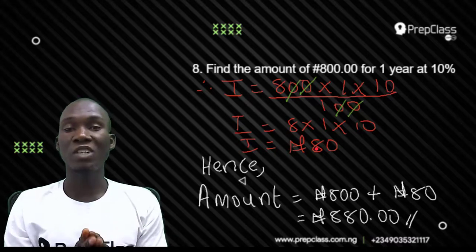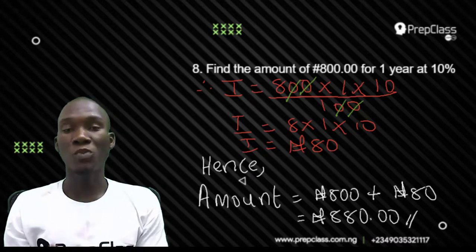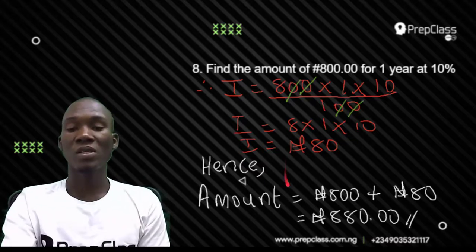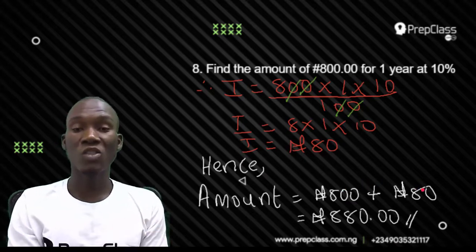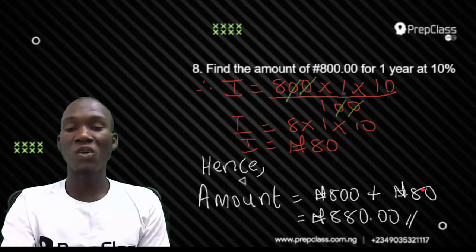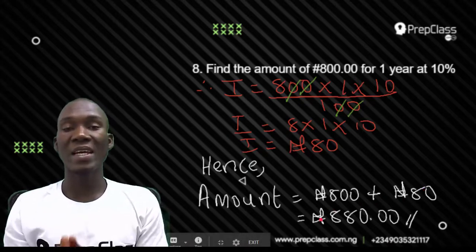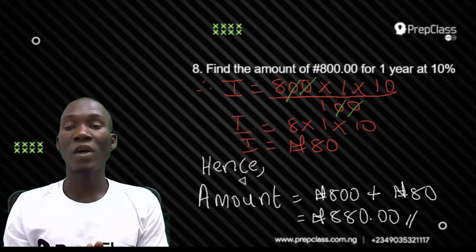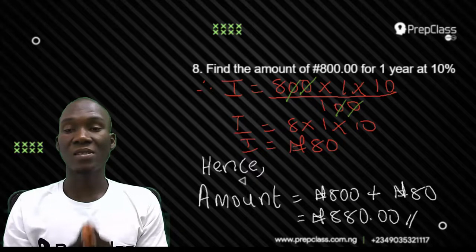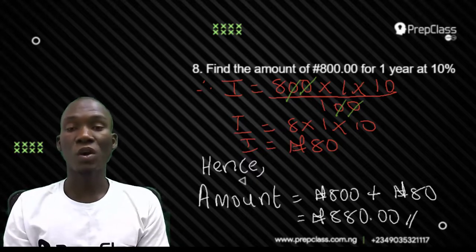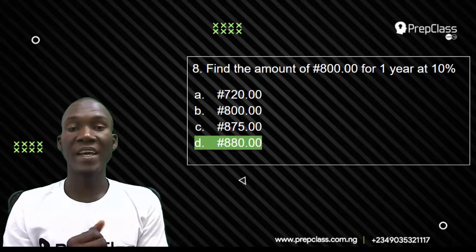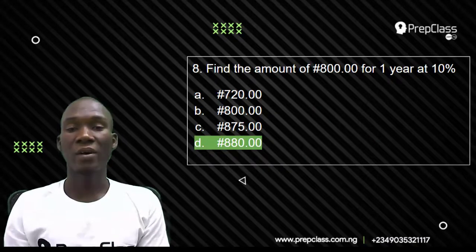So after getting the interest, we can now get the amount, because we know the principal and now we know the interest. Amount is equal to 800 naira, which is the principal, plus 80 naira, which is the interest. Now adding them together, 800 plus 80 gives us 880 naira, and that is the amount of 800 naira for 1 year at 10% interest rate. So that is how we solve a question like that. So the correct option is option D, 880 naira.